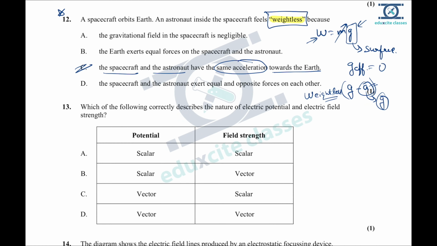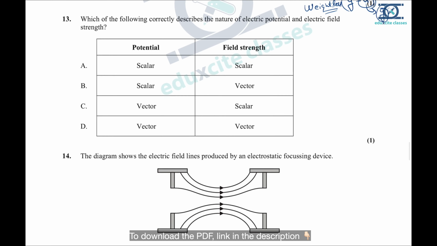Now if you see the other parts: gravitational field is negligible. No, this cannot be the case, because the gravitational field is always there if a spacecraft is orbiting around the Earth, otherwise it won't be possible. The Earth exerts equal forces on the spacecraft and the astronaut. This is again contradicting, because we know the formula is GMm upon r square, and the spacecraft and the astronaut have different masses, so there can't be equal forces. C I have already explained. Now D, the spacecraft and the astronaut having equal and opposite forces, again it is impossible. So option C is the most correct answer.